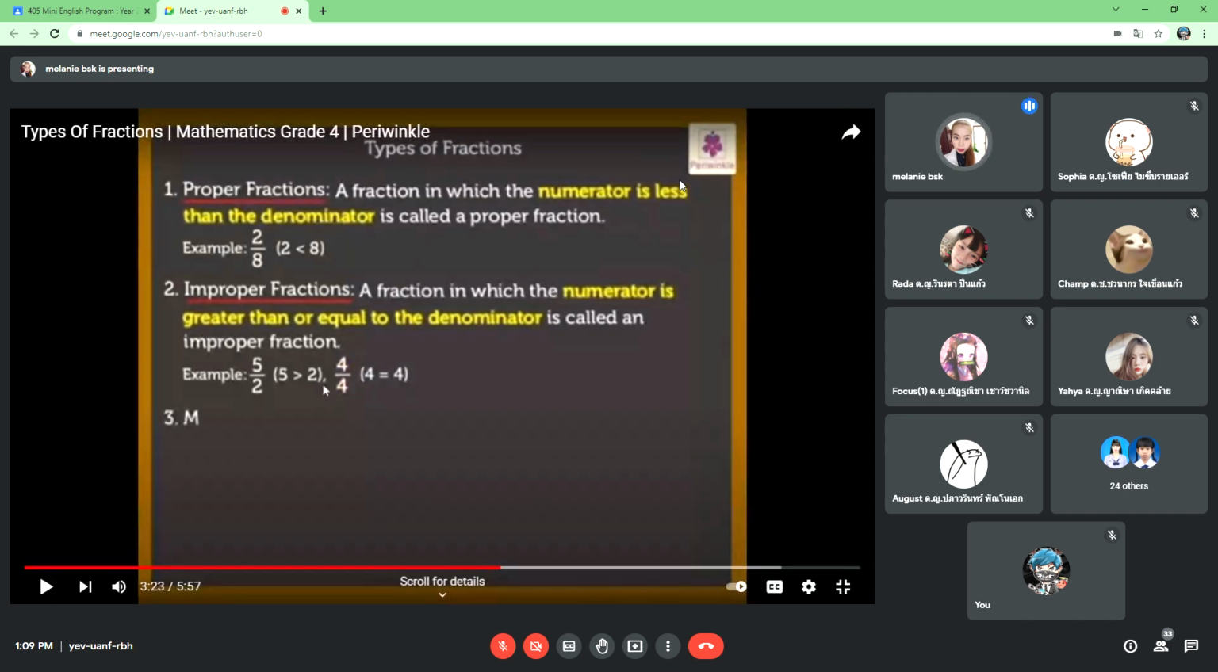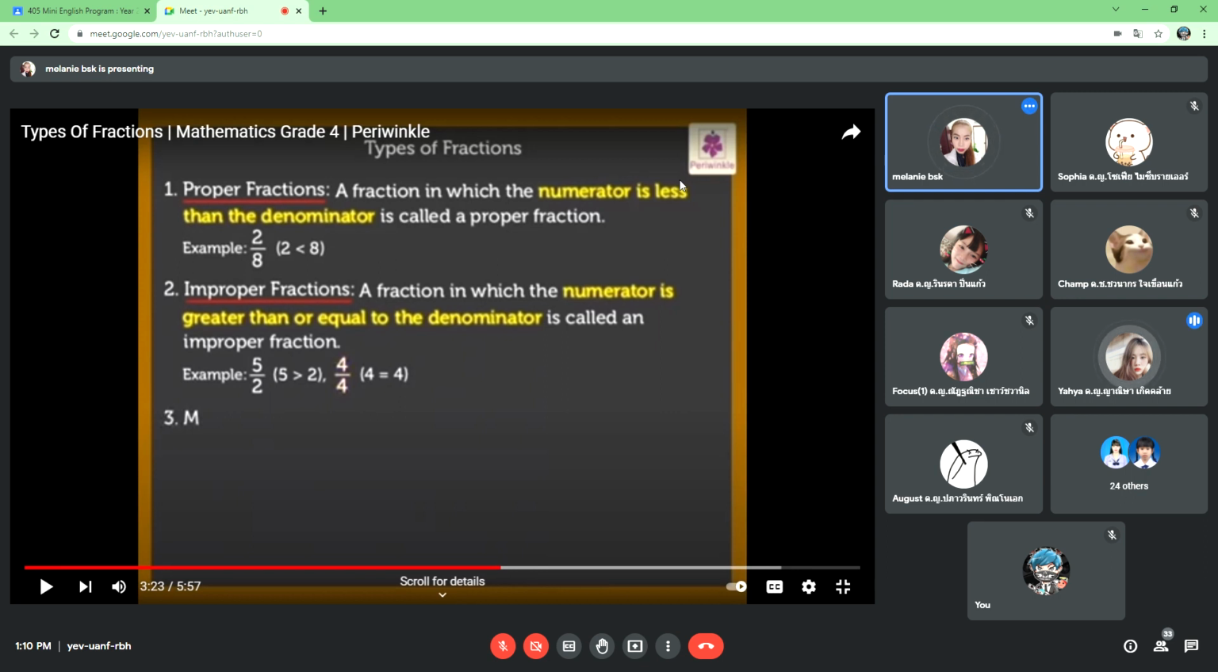Okay. So we have next the improper fraction. It means a fraction in which the numerator is greater than or equal to the denominator is called the improper fraction. So we have an example, 5 over 2. This one, 5 is greater than the denominator. 5 is greater than 2. So this one is an improper fraction. Do you understand?